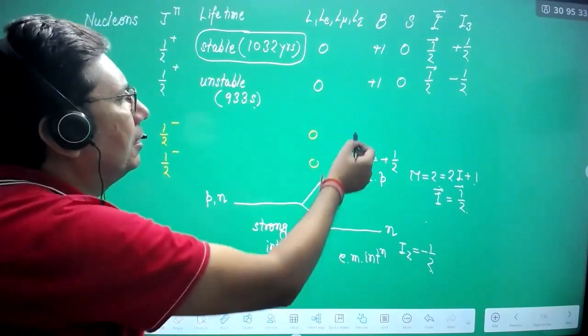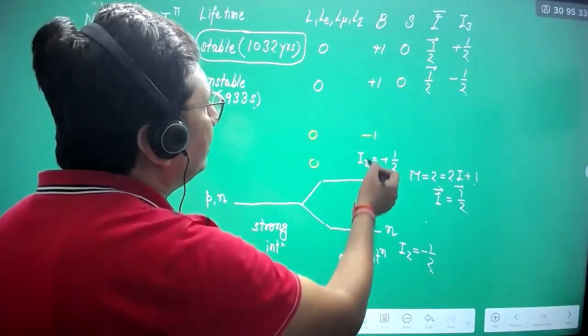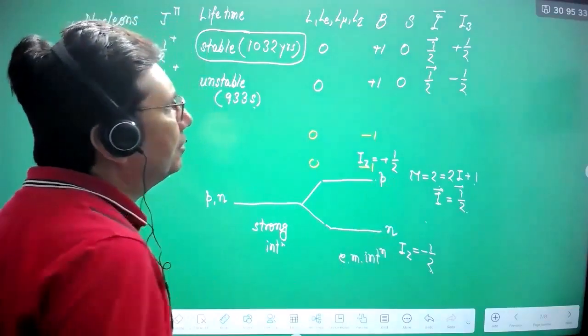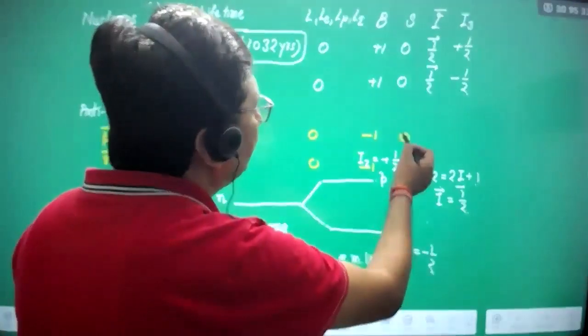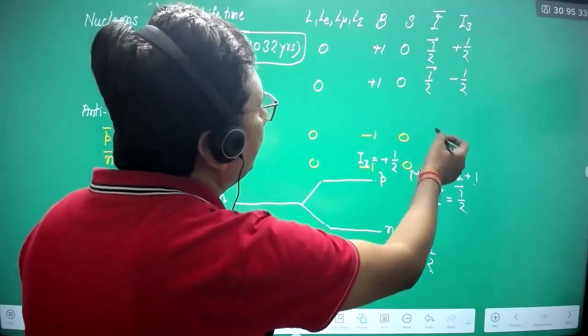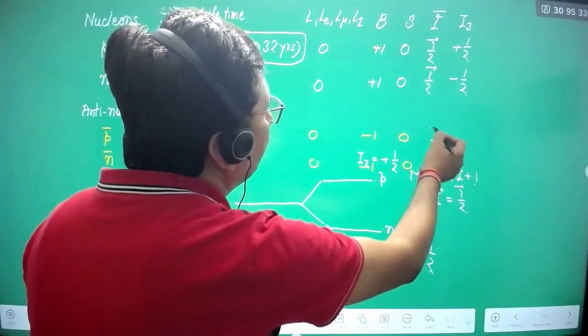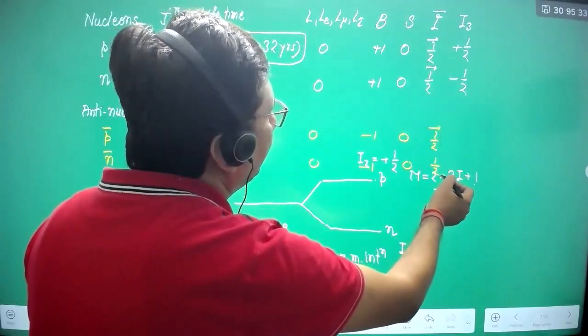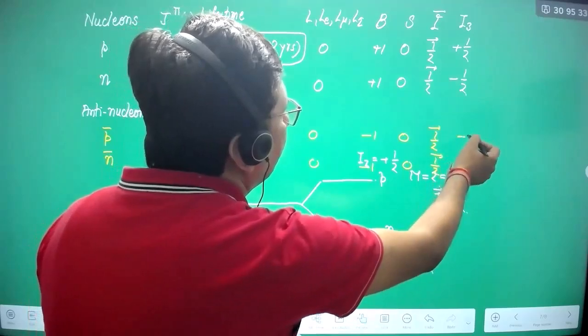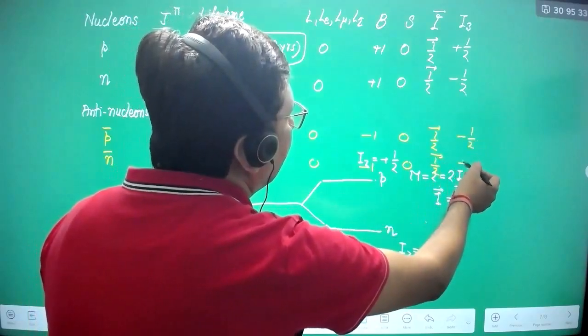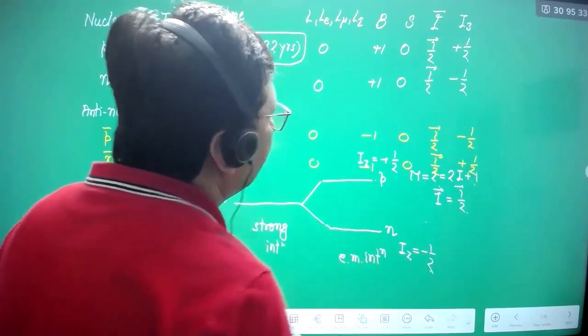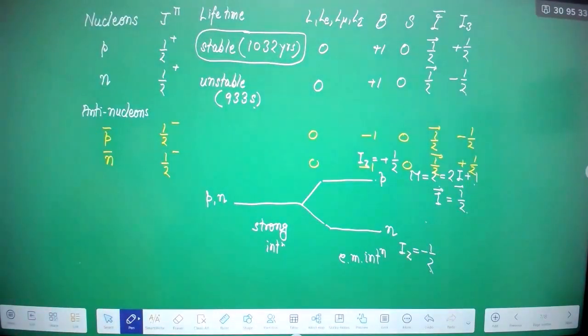This will be 0 here. Baryon number, that will be -1, and I'm writing -1 for them. Strangeness number is 0, 0. If you look at the I number, that will be half and half. And finally, this will be -half and that will be +half. So these yellow lines are representing the numbers for anti-nucleons.